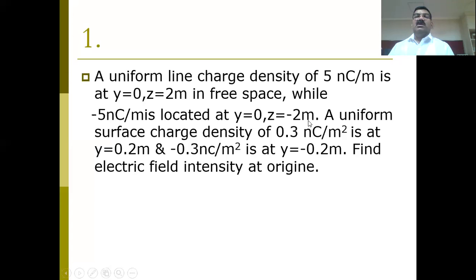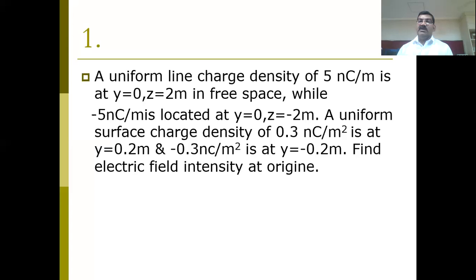and z equals -2. Then a uniform surface charge. So these two line charges, and a uniform surface charge density of 0.3 nanocoulomb per meter square. This is the surface charge density, already mentioned. If it is not mentioned, then meter square indicates surface charge density. It is at y equals 0.2 meter with 0.3 nanocoulomb per meter square. Again, another surface charge is at y equals -0.2 meter. Find the electric field intensity at origin. So all 4 charges are there.